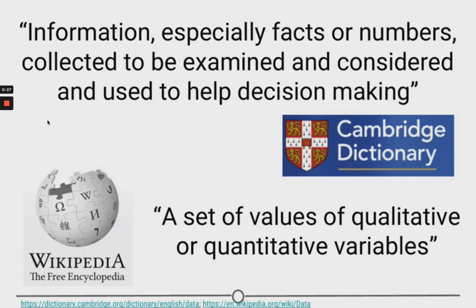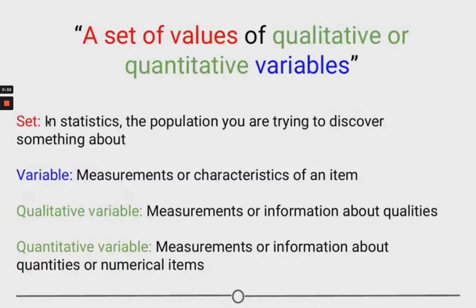These are slightly different definitions and they get at different components of what data is. Both agree that data is values or numbers or facts, but the Cambridge definition focuses on the actions that surround data. Data is collected, examined, and most importantly, used to inform decisions. We've focused on this aspect before. We've talked about how the most important part of data science is the question and how all we are doing is using data to answer the question. The Cambridge definition focuses on this. The Wikipedia definition focuses more on what data entails.